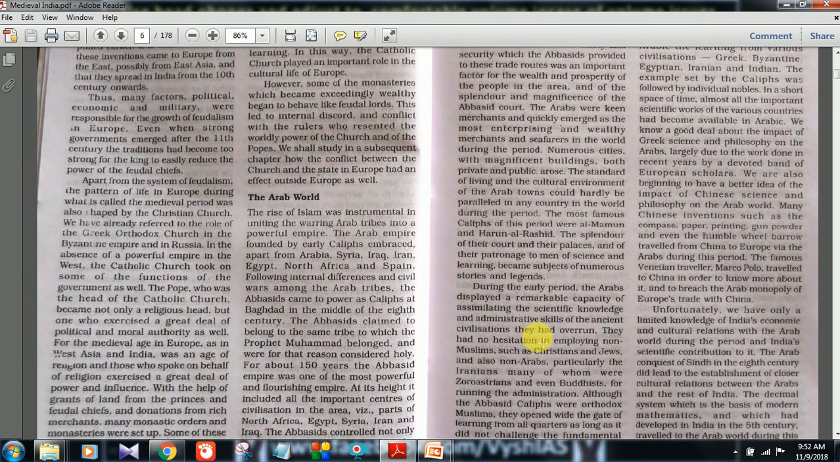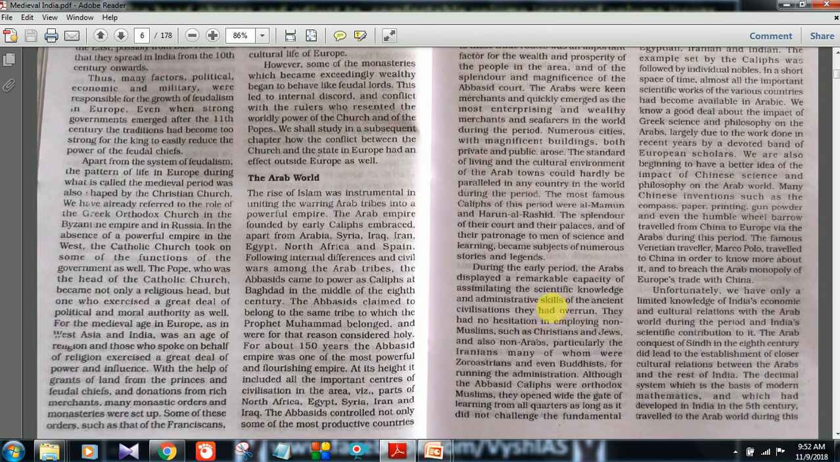During the early period, the Arabs displayed a remarkable capacity of assimilating the scientific knowledge and administrative skills of the ancient civilizations they had overrun. They had no hesitation in employing non-Muslims such as Christians and Jews, and also non-Arabs, particularly the Iranians, many of whom were Zoroastrians and even Buddhists, for running the administration. So the Arabs are the ones who are growing in power and flourishing, but they employ the non-Muslims also: Christians, Buddhists, everyone.